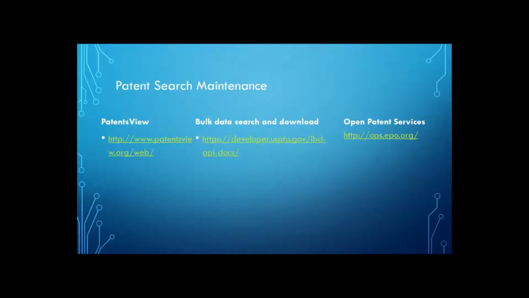To provide maintenance for the patent search engine, developers need to monitor the following three APIs for updates: Patents View, Bulk Data Search and Download, and the Open Patent Services API. The Patents View and Bulk Data Search and Download APIs only require the generation of a valid query URL. However, the Open Patent Services API requires the creation of a developer account and the registration of an application. The documentation for each API can be accessed from the provided links. Through the documentation, developers can learn how to write and test their queries. This is the end of this segment.